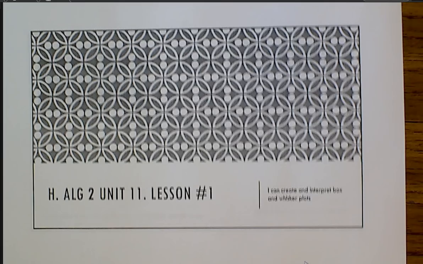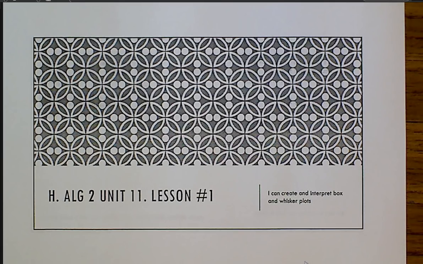We are starting Unit 11, and this is the unit on statistics. It's a pretty quick unit. We're only doing, I think, 5 lessons in this unit for this year. We're going to start off with lesson 1. Today we're going to be looking at some data and creating a box and whisker plot, and we're going to be able to interpret that.